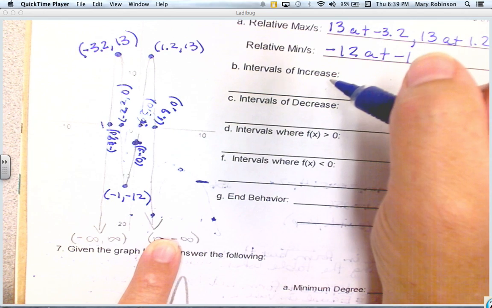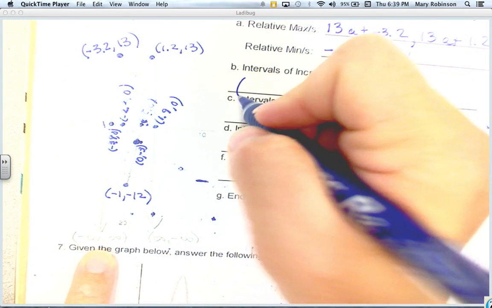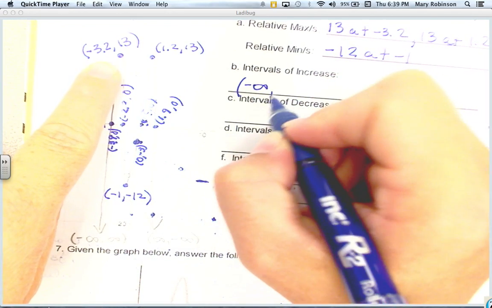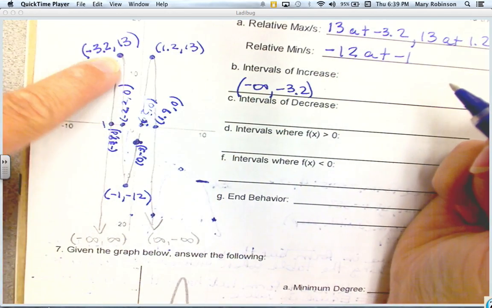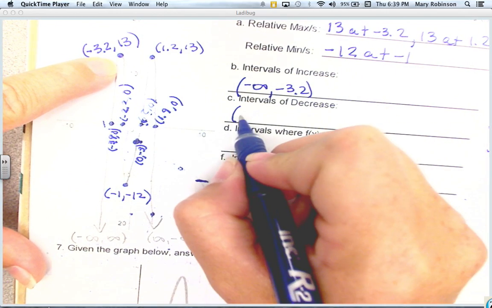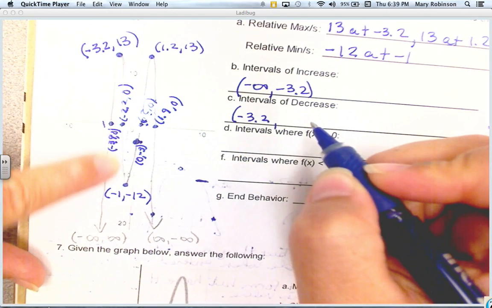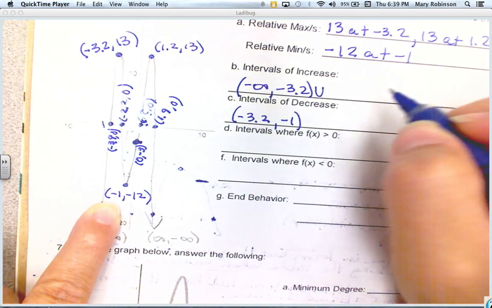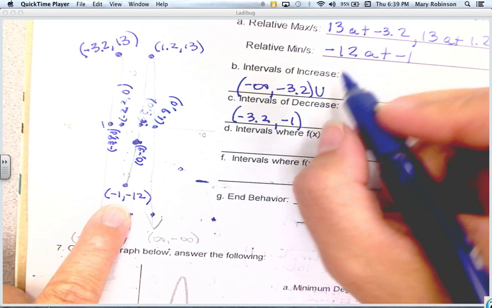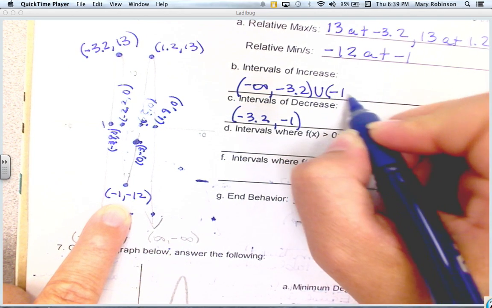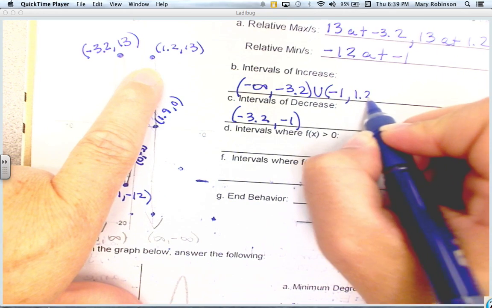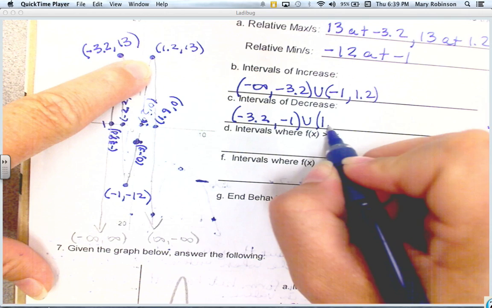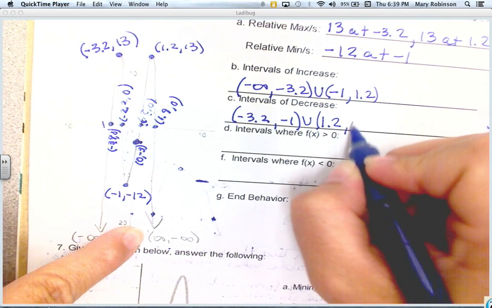So when you write your interval of increase, look at your x's and start left. So negative infinity up to negative 3.2. Then it begins to decrease from negative 3.2 to negative 1. Putting union in between our symbols, our intervals, we now increase again from negative 1 to 1.2. Then we decrease from 1.2 to infinity.